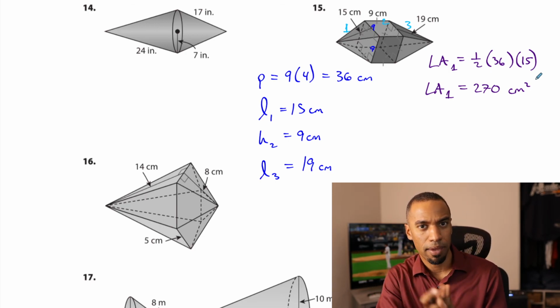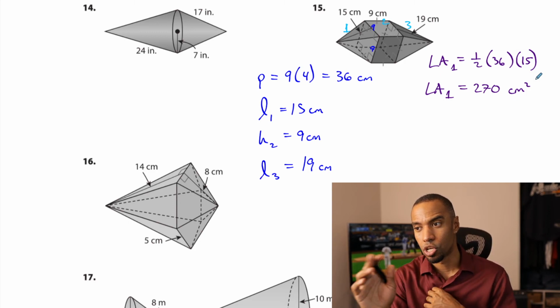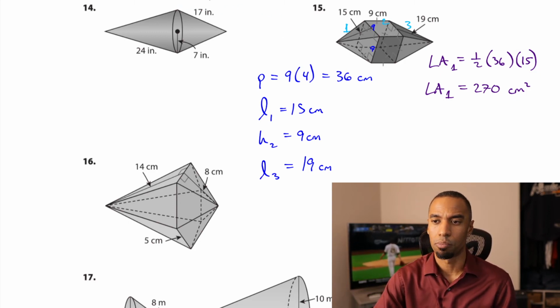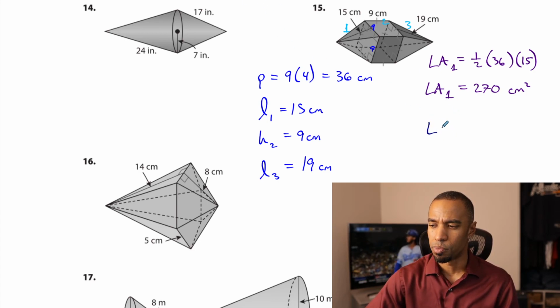And remember, it's just the lateral area we need. Apparently, we don't need the base because it's fully covered. And so is the prism as well. We'll get to the prism after this other slant height here.